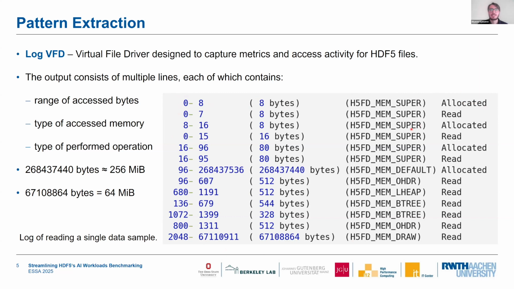In this small example, we see a log produced by LogVFD in which we open an HDF5 file, which has a size of 256 megabits. As you can see here, we allocate some memory for that, and we're trying to read the first 64 bytes from this file, for example.